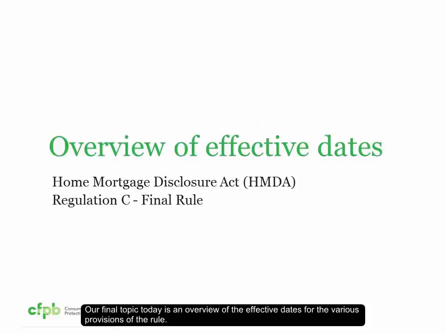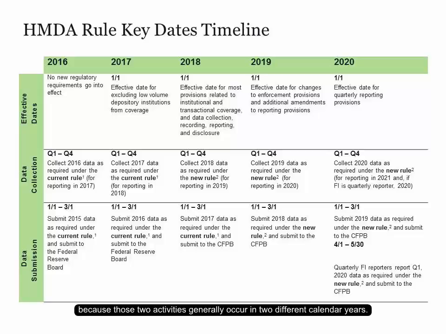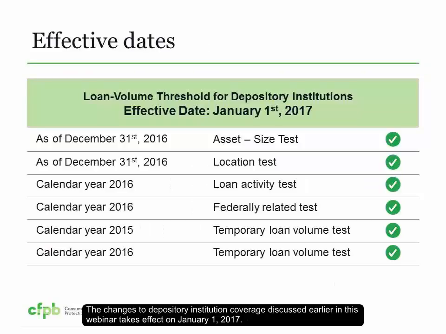Our final topic today is an overview of the effective dates for the various provisions of the rule. Here is a key dates timeline available on the Bureau's HMDA implementation webpage. This timeline summarizes the effective dates for various provisions of the final rule, and it also illustrates when data collection would begin and when the data collected must be submitted, because those two activities generally occur in 2 different calendar years. The changes to depository institution coverage discussed earlier in this webinar take effect on January 1, 2017.